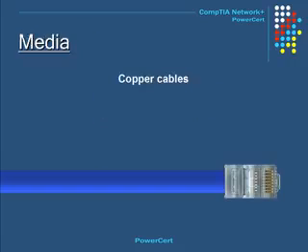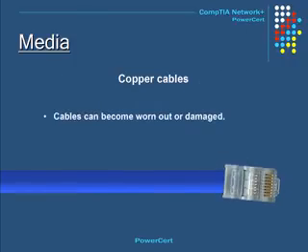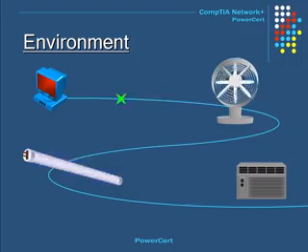And one of those problems is media. And in a wired network, this involves copper cables. And over time, cables can be worn out or damaged, and that's when shorts can happen. It's also important to remember to use the right type of cable depending on what kind of network you're using.